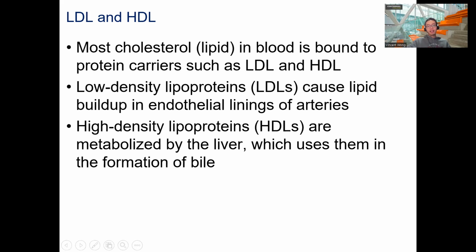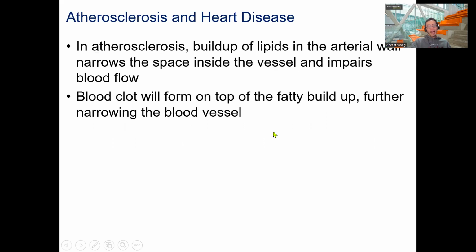Bottom line, if you're going to have some cholesterol, you want HDL and not so much LDL. If you have LDL building up in your vessel, it's going to cause it to harden and become less elastic. The buildup of these fatty substances in the body is called atherosclerosis, the scarring and hardening of the artery. We call it atherosclerosis. Let me see what's on the next slide.